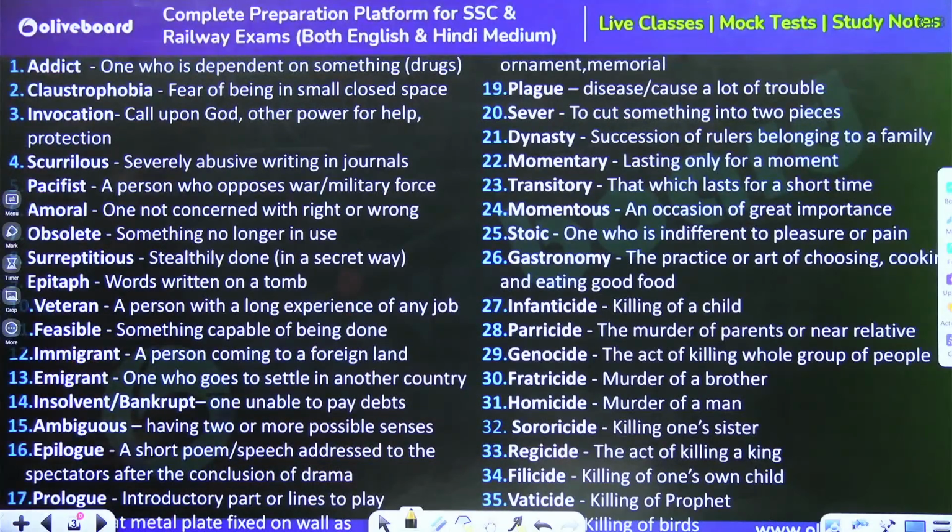Insolvent or bankrupt, you better know, I think. The one who has taken so much debt, loan, and is not able to pay it back is supposed to be bankrupt or insolvent. Capable of being understood in two or more ways: ambiguous.